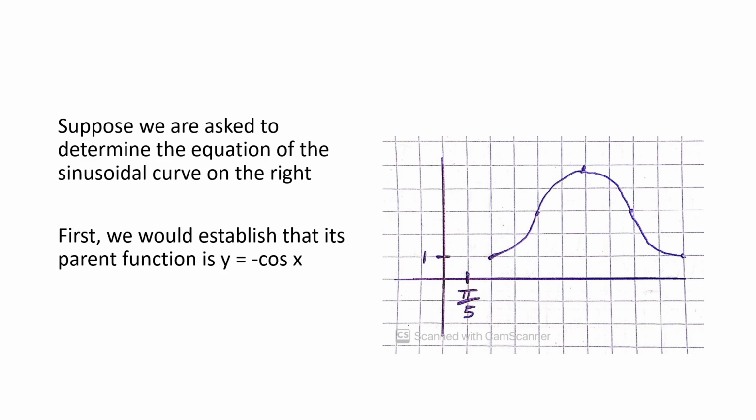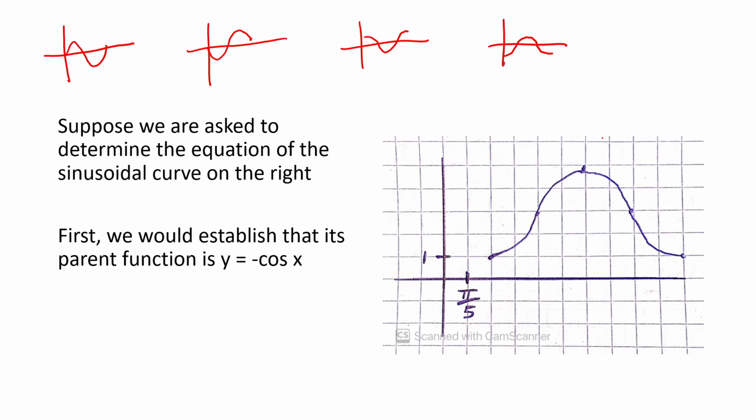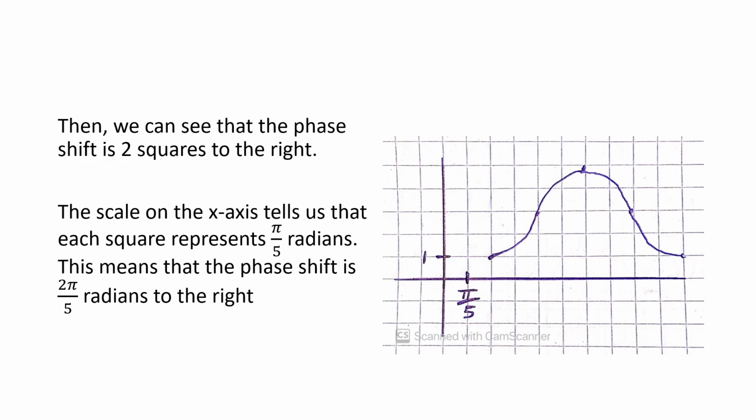Well, first thing we want to do is establish that the parent function is y equals negative cos x. You might recall that y equals sine x looks like this, y equals negative sine x looks like this, y equals cos x looks like this, and y equals negative cos x looks like this. So we see that the curve we have is most accurately thought of as a y equals negative cos x curve. Then we see the phase shift is 2 squares to the right. So our phase shift is 2 to the right.